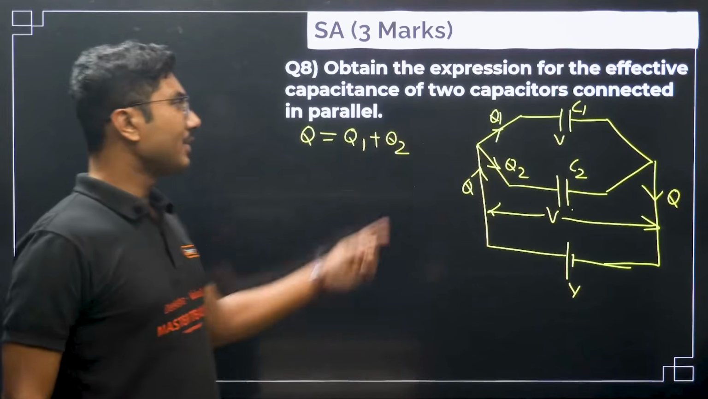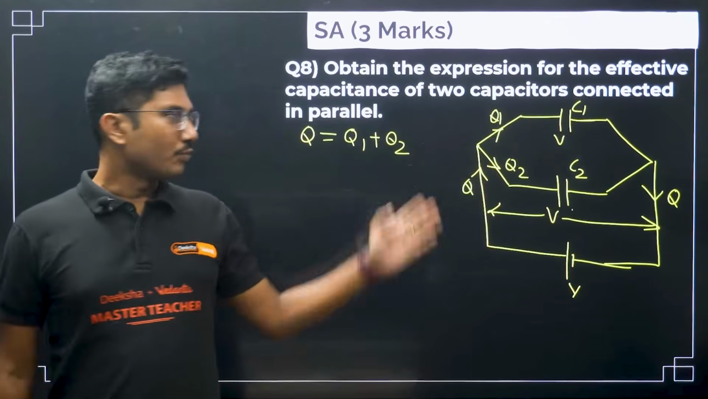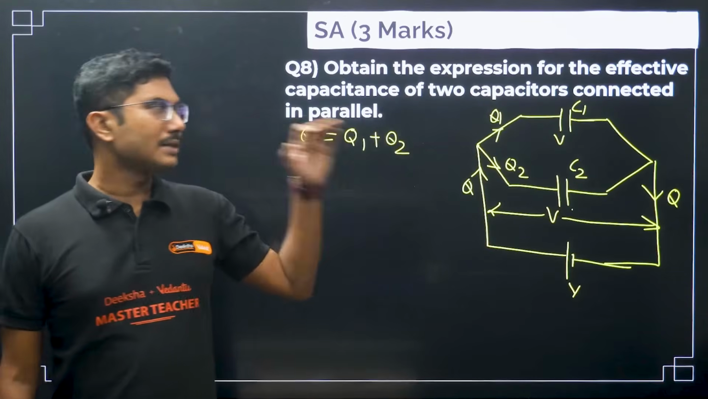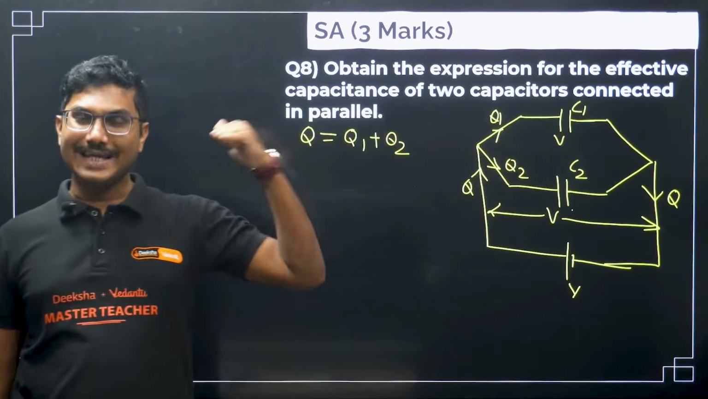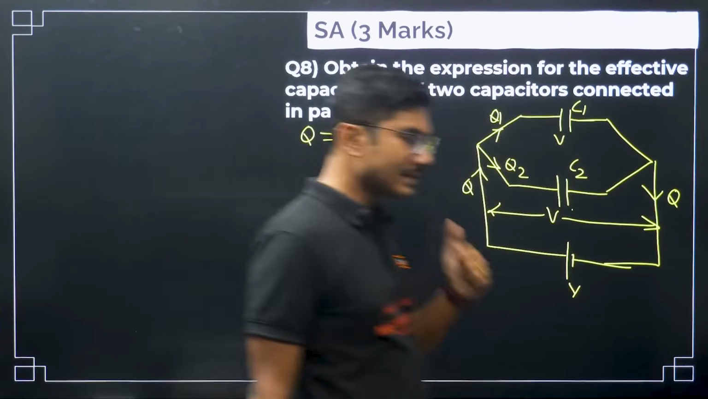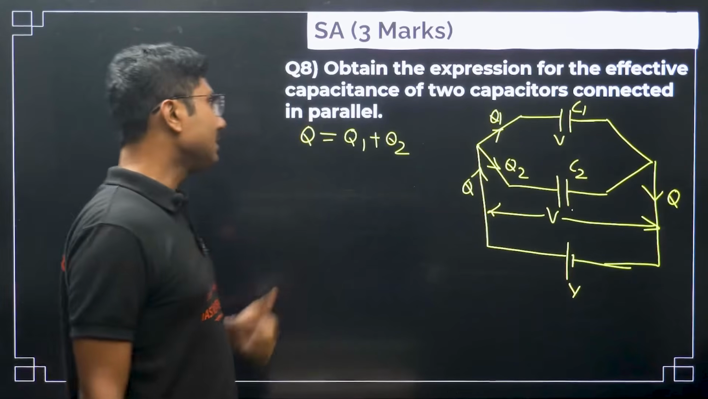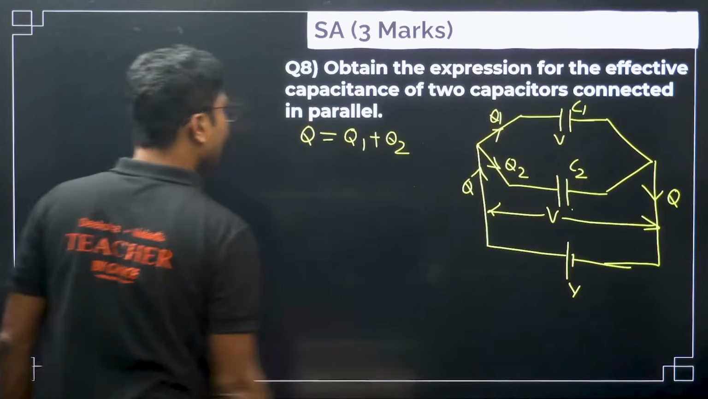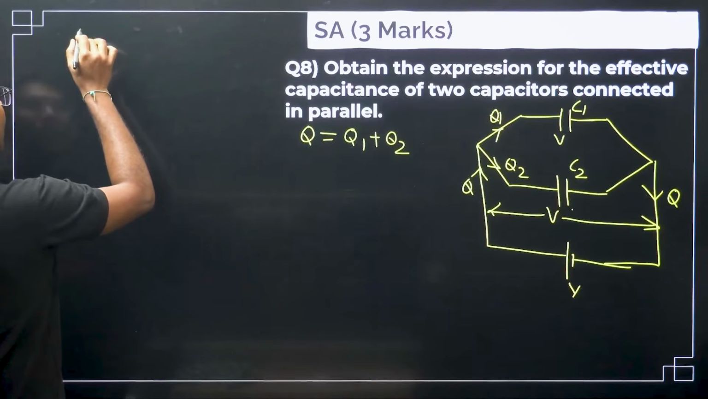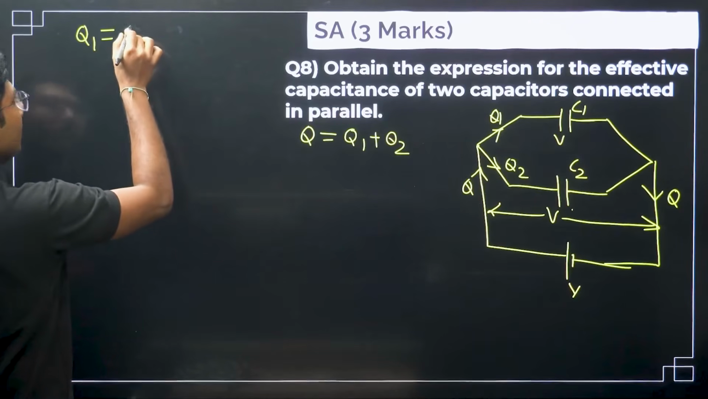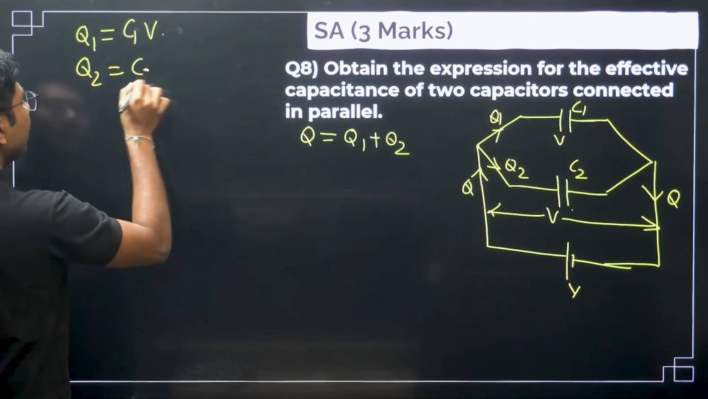In parallel combination the charge does not remain same because it is getting two different paths. From one path charge Q1 will pass, from the other path charge Q2 will pass, but you have to remember that voltage will be same in parallel combination. In series combination charge remains same, in parallel combination voltage remains same. Now let us apply the equation for individual capacitors. So Q1 equals C1 into V and Q2 equals C2 into V.